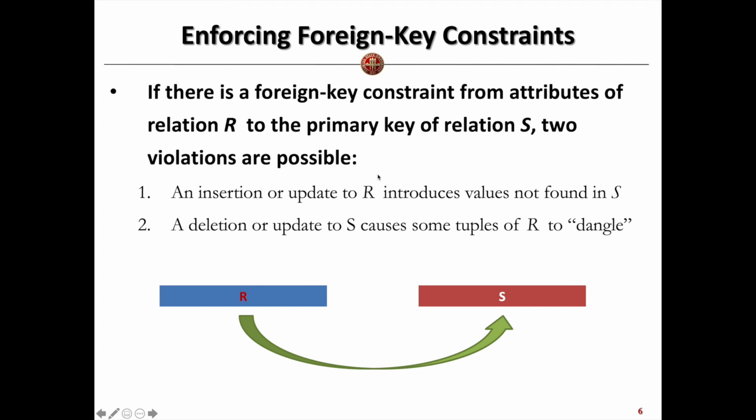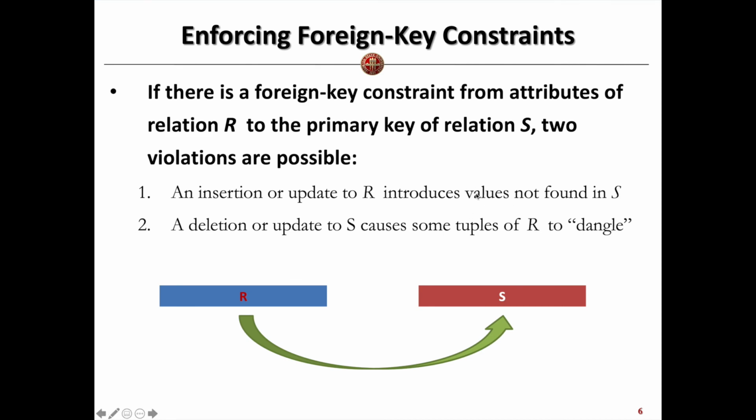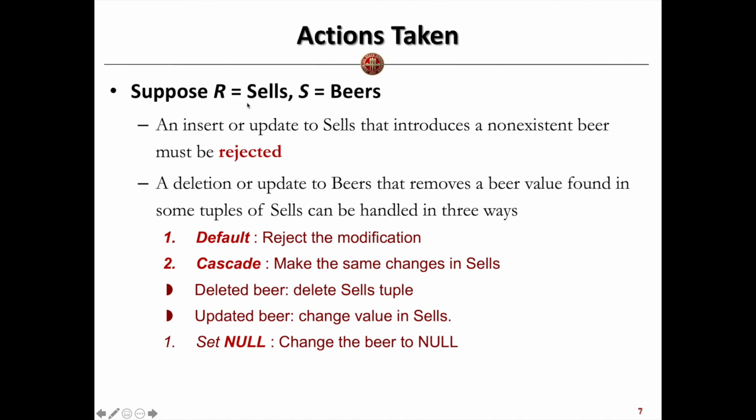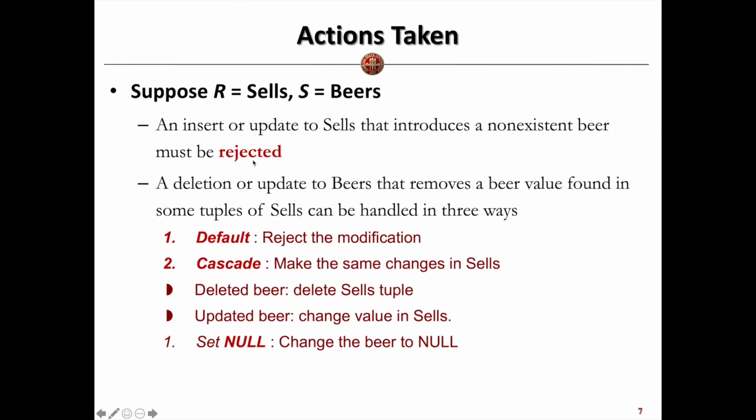and how to enforce these foreign key constraints? In SQL, we have different ways to enforce this constraint. Let's assume this R relation is a sales table, right? And S is a beers table. An insert or update to a sales table that introduces a non-existing beer should be rejected, right? Because if we insert some selling records, however this beer never exists in the beers table, it should be rejected. In this way, the first violation is addressed by the first rule. If we change this R table, it should be rejected.